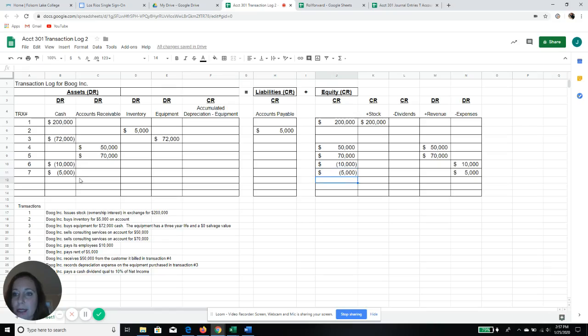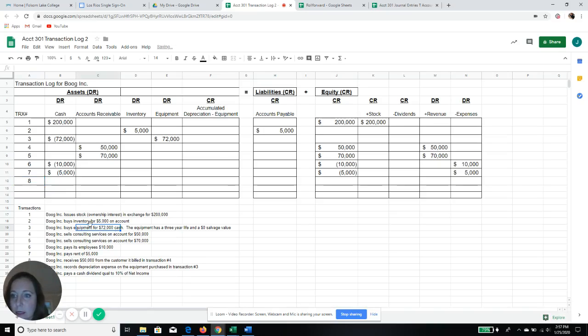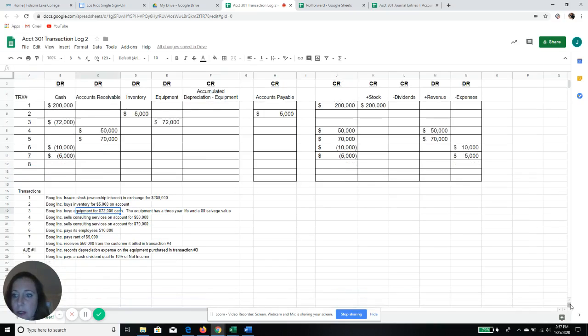We've increased assets by $5,000 and we've decreased assets by $5,000 and we've decreased equity by $5,000. So we're in balance. Transaction number 8. I'm going to just scroll down here so you guys can see the rest of the transactions. Transaction number 8, we received $50,000 from the customer we billed in transaction number 4.